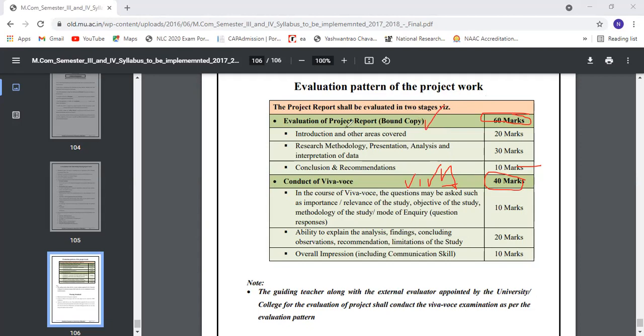Okay, in that also there are two examiners. One is the internal, second is the external. Same is applicable for conducting the Viva. Okay, the 60 marks: internal 30, external 30. And Viva also: 20 Viva and 20. The remaining 20 is also Viva, 20 external Viva and 20 internal Viva.